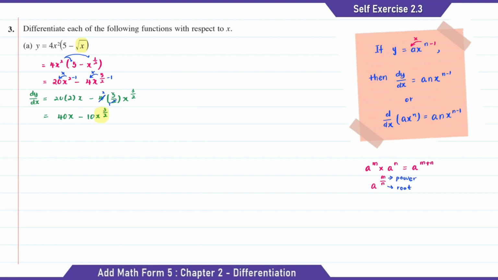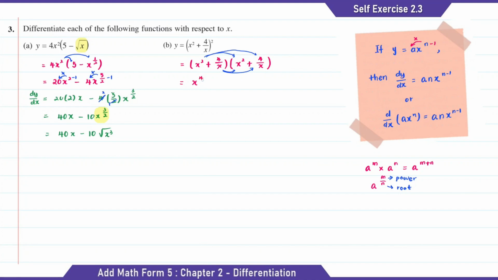This is equal to 40x minus 10x to the power of 3 over 2. Now, for this x to the power of 3 over 2, by referring to this, I can write it as 10 square root x to the power of 3.